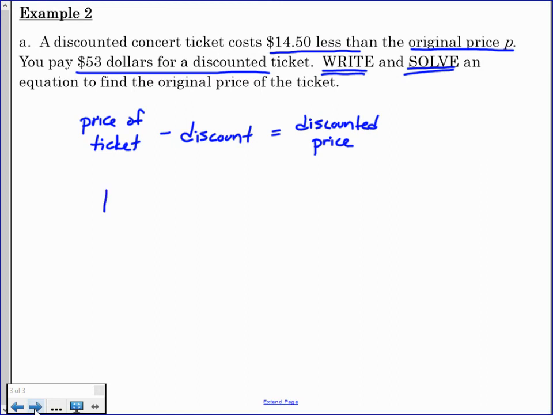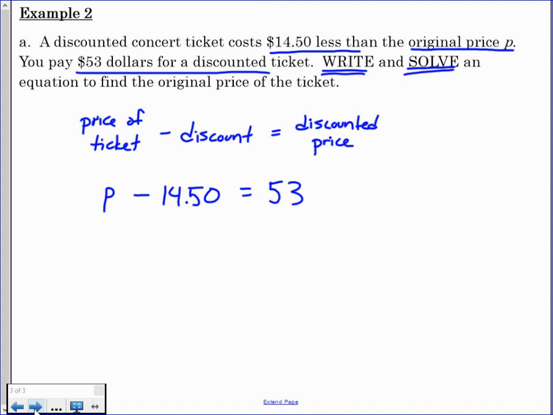So let's fill in the information here. I don't know the price of the ticket. The variable that was assigned is P. So I have P minus the discount. Well, it says right up there, the discount was $14.50. And that gives me the discounted price. The discounted price stated in the problem above is $53. So I have some price of a ticket. I'm subtracting $14.50 from that price, and I'm getting to a value of 53.